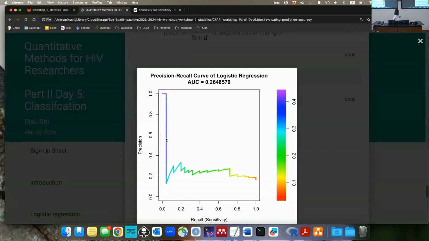So for the very left, you have a very low sensitivity, but a high precision because we're basically classifying everyone as not infected. Classifying everyone as uninfected is going to be quite precise, but it has a very low sensitivity, right?